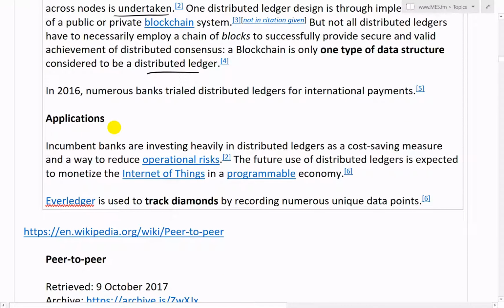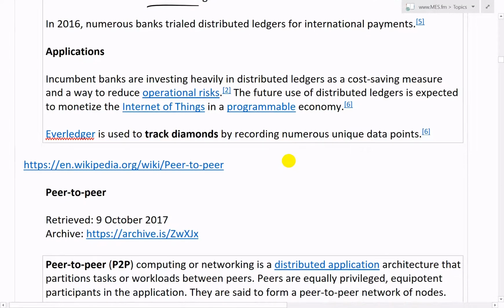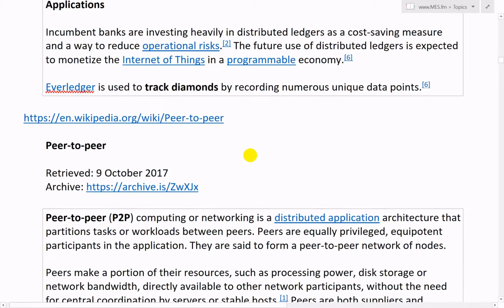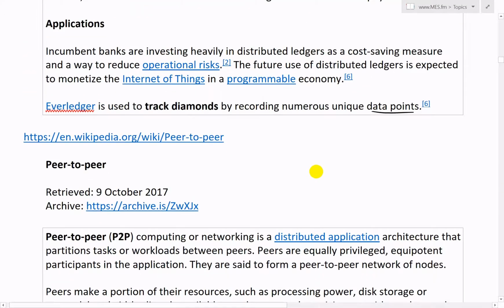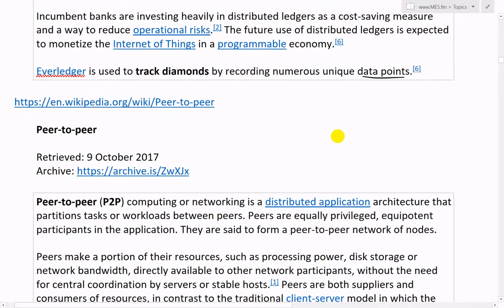In 2016, numerous banks trialed distributed ledgers for international payments applications. Going further, incumbent banks are investing heavily in distributed ledgers as a cost-saving measure and a way to reduce operational risks. The future use of distributed ledgers is expected to monetize the Internet of Things in a programmable environment. Everledger is used to track diamonds by recording numerous unique data points. So you have many ways of trying to basically spread information around instead of just one centralized authority.